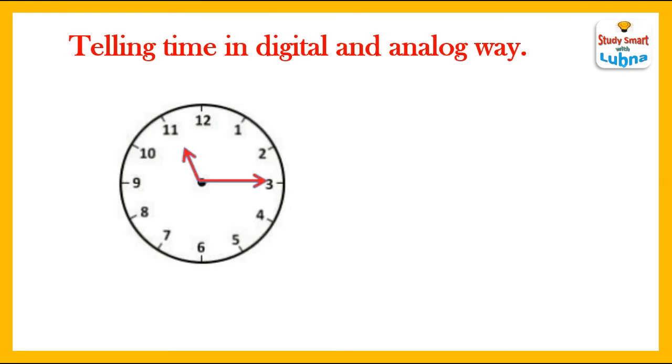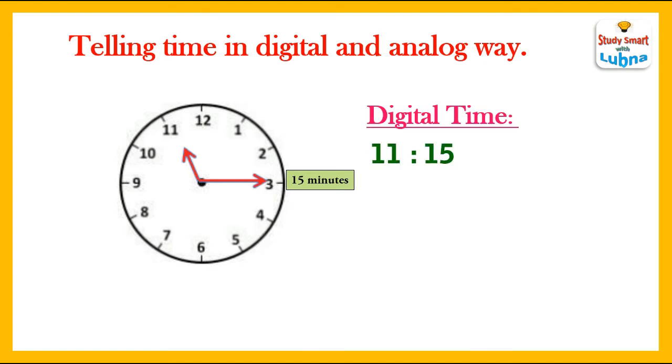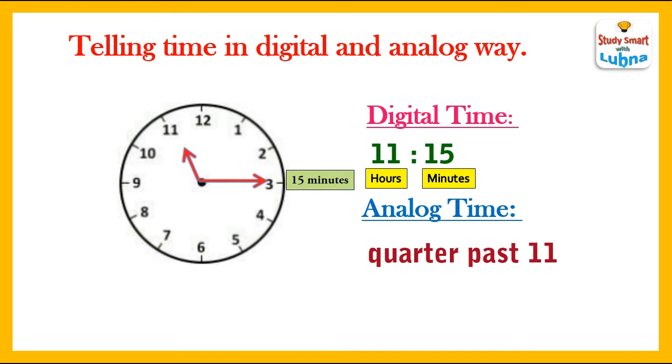In this clock you can see the small hand, the hour hand is pointing towards 11 and the minute hand is pointing towards 3, that means 15 minutes. So the digital time is 11 hours and 15 minutes, while the analog time is quarter past 11.